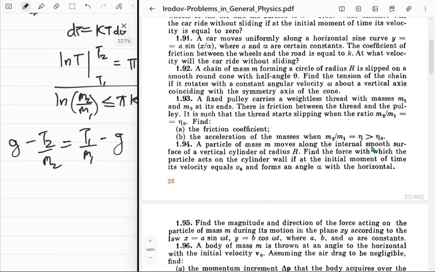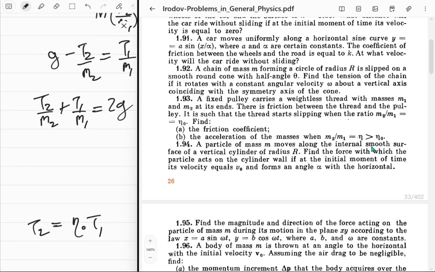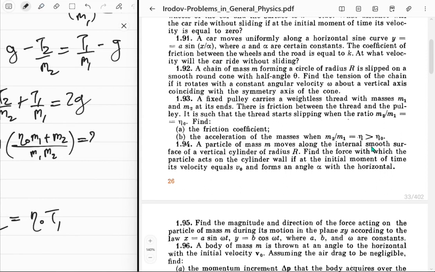Okay, now let's try to solve this. So from here, T2/m2 plus T1/m1 is equal to 2g. And you got this equation, so you can figure out what T1 is. It's such a long day. And then you have to figure out the acceleration. Why? Okay, do it. So T2 is just μ0 times that. Sorry, η0. So η0 (m1 plus m2)/(m1 m2) is equal to 2g.